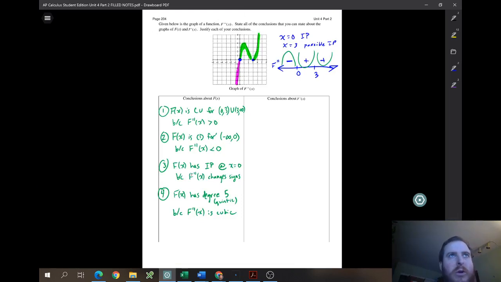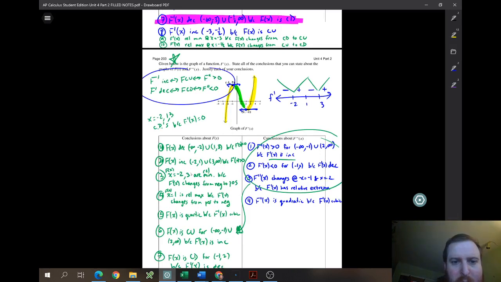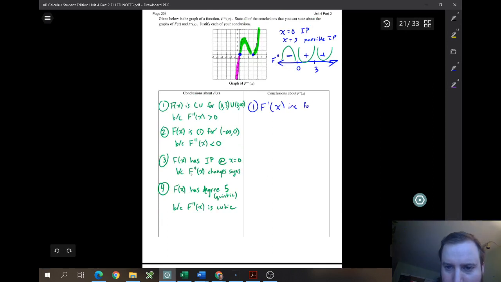So we're going to take those three, and what do those three tell us, right? The first rule basically told us, it's basically this chart, right? When f double prime is greater than 0, we went backwards to concave up, and now we can say that means f prime is increasing. So f prime of x increases for 0 to 3, union 3 to infinity, because f double prime of x is greater than 0, right? Both of our rule ones are saying the same thing. Then our rule twos will be f prime of x is decreasing for negative infinity to 0, because f double prime of x is less than 0.